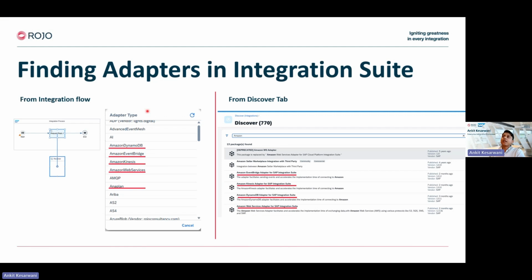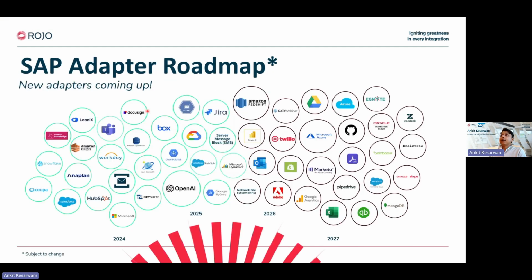So we just saw how we can find these adapters. All the adapters which you just saw there are coming up in the market because there's a planned roadmap for it. What you see on the screen right now is nothing but the roadmap of all the third-party connectivity and their adapters in the coming quarters and years. If you see your application which you have in your enterprise and you are waiting for it, then it will follow the timeline.